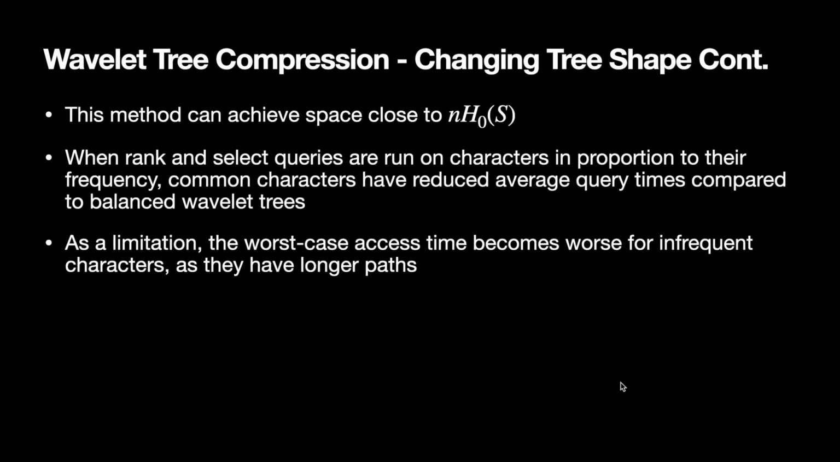So this method can achieve space close to the entropy coding method. And when rank and select queries are run on characters in proportion to their frequency, basically meaning more frequent characters are queried more often, then common characters have reduced average query times compared to balanced wavelet trees. As a limitation, the worst case can become worse for infrequent characters as they have longer paths.